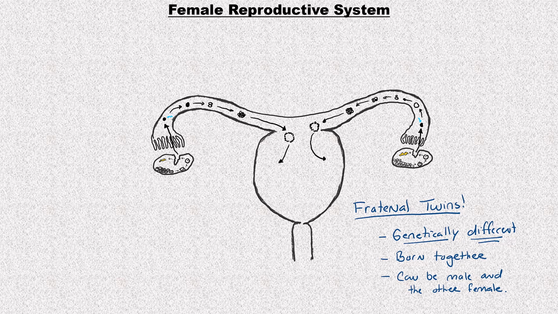They could both be females, but different females. They could both be males, but different males. You need 2 eggs for this to happen, and both eggs, each individual egg, must be fertilized by a different sperm. So you need 2 eggs total and 2 sperm total.